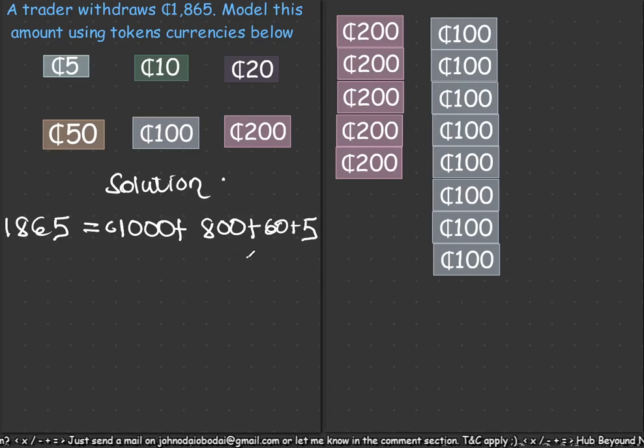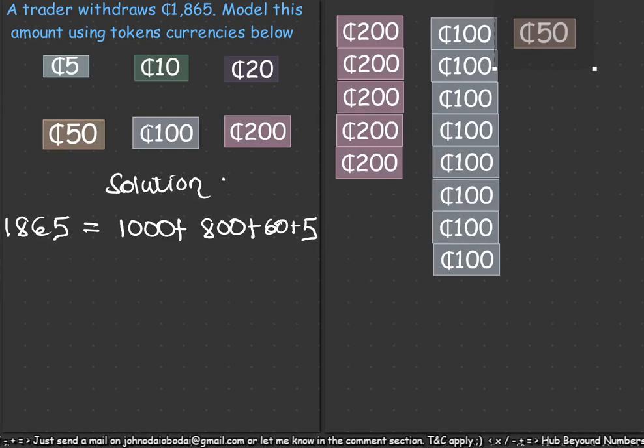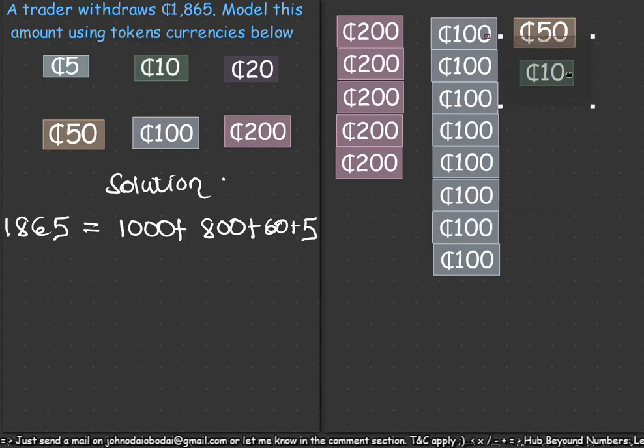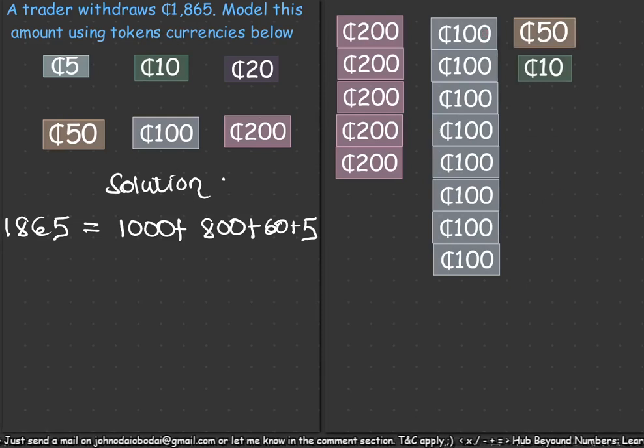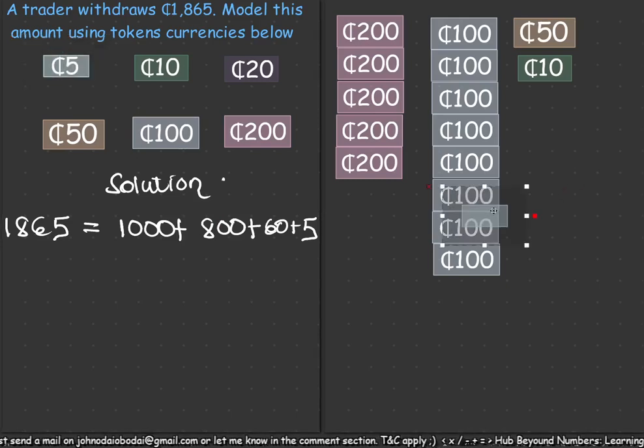So with the 800 CDs done, we now need the 60 CDs. For the 60 also, we can just use a 50 cedis and then a 10 cedis. So this is our 60 cedis. And finally, we need our 5 cedis. So with that, we can get our 5 cedis over here.